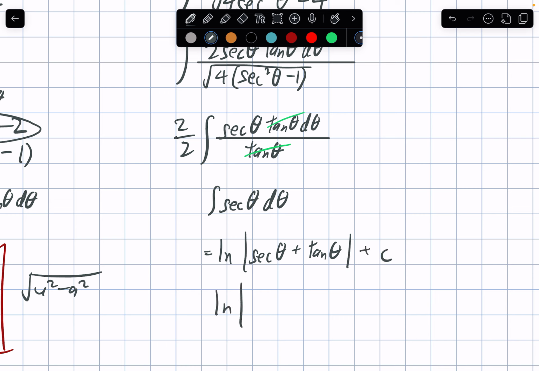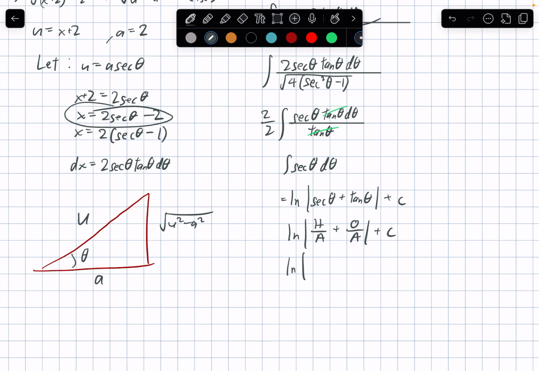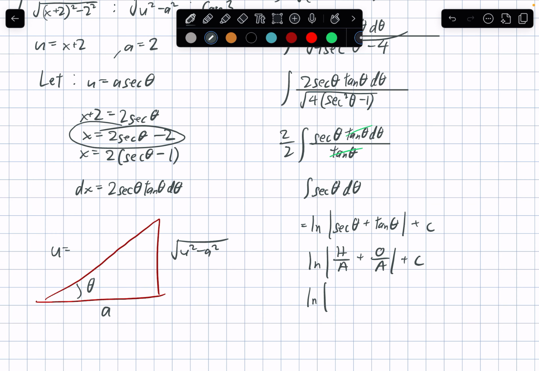So ln secant is the inverse of cosine. Cosine is a over h, right? So other way around, h over a. Tangent is o over a. Hypotenuse, let me just label. U is equal to x plus 2. A is equal to 2. The opposite is equal to that. Okay? So hypotenuse is x plus 2. Adjacent is 2. Opposite is square root of x plus 2 squared plus 4. Adjacent is x plus 2.